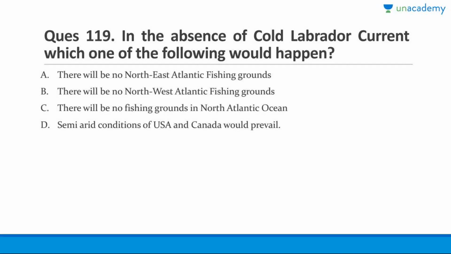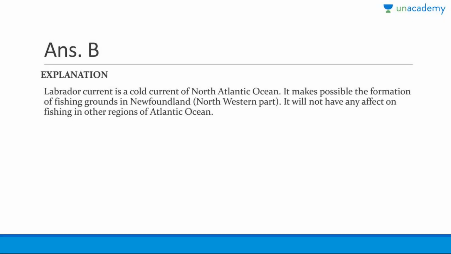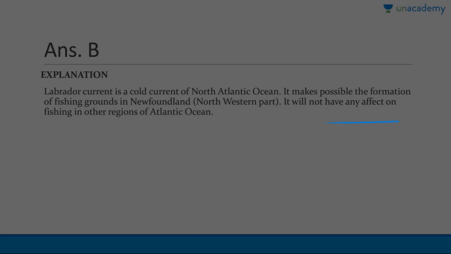Question 119. With the absence of the cold Labrador current, which one of the following would happen? There will be no northeast Atlantic fishing grounds. This is wrong. Basically there will be no northwest Atlantic fishing grounds. Answer is B. The Labrador current is a cold current of the North Atlantic Ocean, and it makes possible the formation of fishing grounds in Newfoundland, which is the northwestern part. However, it will not have any effect on fishing in the other regions of the Atlantic Ocean.